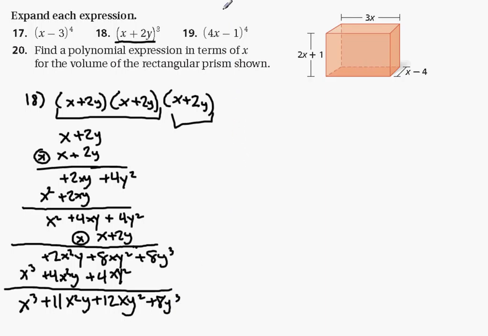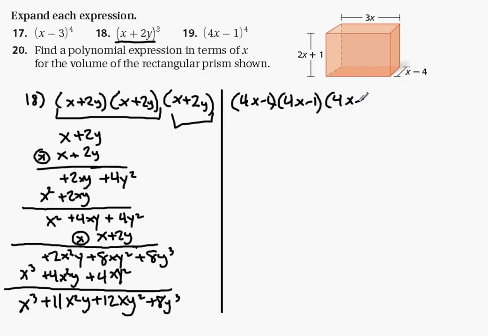We can do the same thing for 19. On number 19, here I have 4x minus 1 times 4x minus 1 times 4x minus 1 times 4x minus 1. So taking these two at a time, doing this vertically, 4x minus 1 times 4x minus 1.